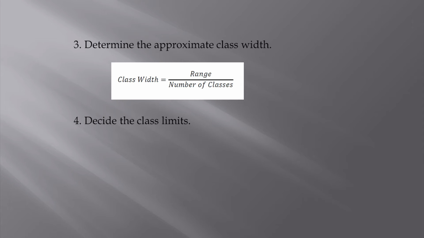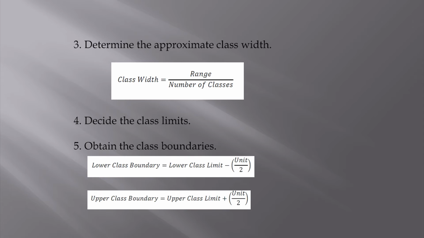Here we are finding the starting points of each and every class. The fifth step is to obtain the class boundaries. It was our objective. To find the lower class boundary and upper class boundary, we can use these two equations. Here, the unit varies according to the given data points.